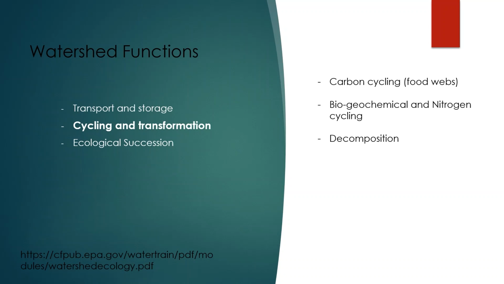The next one I would point out is biogeochemical and nitrogen cycling. Biogeochemicals being phosphorus, potassium, and other elements that move through the watershed. Nitrogen is a cycle that's very well documented and detailed because nitrogen is frequently a limiting factor. That would be another example of a cycle.